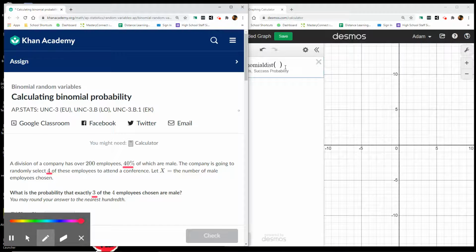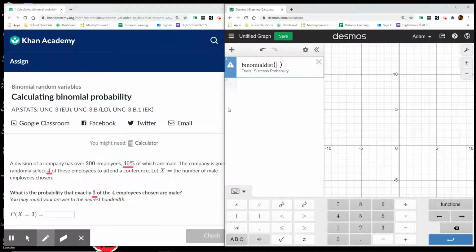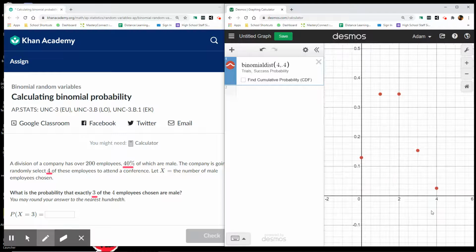Okay, so here my number of trials was four. My probability of success is 0.4. So I just type those in, and you'll notice over here it puts them on a little plot. If you click this little plus, zoom to fit, it makes that a little easier to see. And we wanted to know the probability that exactly three are male. So on my graph, I'm going to go to the dot that represents three. If you click on it, it tells you the value. So this is 0, 1, 2, 3.